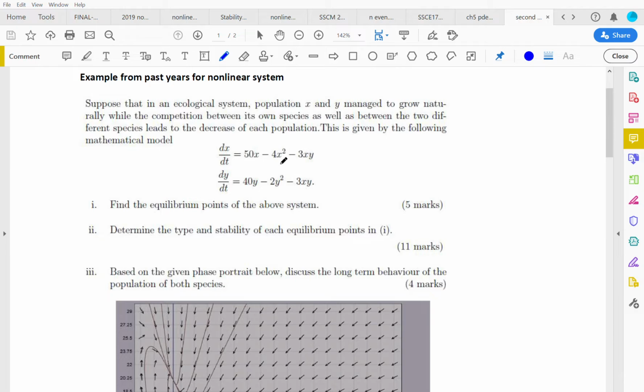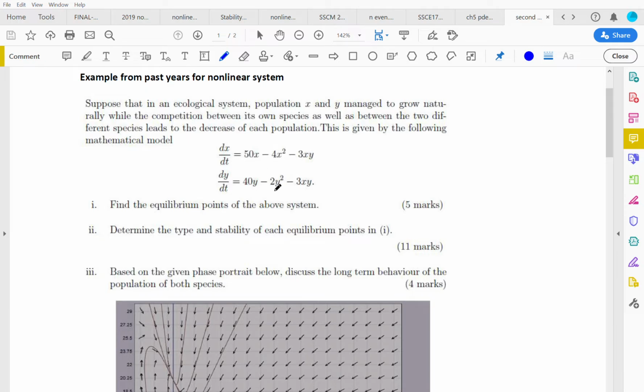The second term here for the first equation is the same species, x and x competing with each other, maybe for food, for space, and so on. So it leads to a decline in the population. That's why we have a negative sign here.